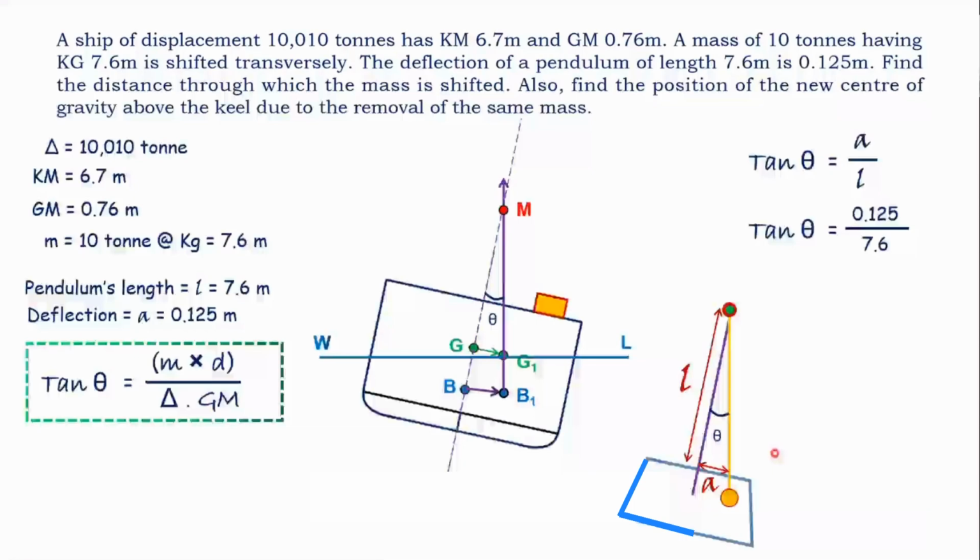And you are aware of the formula about the angle of list. Tan theta is given by m into d upon delta into GM. Correct? Where d is this transverse distance covered by the weight. This d distance, you may also write it with the suffix small t, so that would be dt, the transverse distance covered by the weight. You might have noticed the weight was earlier here and it was shifted across the ship. So this transverse distance covered will be d. The question is asking us to determine that distance only. Calculate the distance through which the mass is shifted.